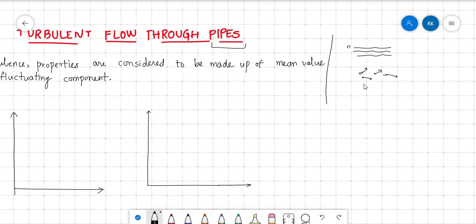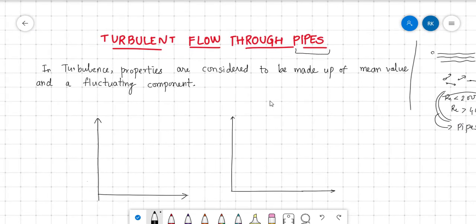So in order to define a laminar flow, Reynolds number is used. If Reynolds number is less than 2000, that is called laminar flow. If Reynolds number is greater than 4000, that is called turbulent flow. So this is for pipes. If the flow is through pipes, these Reynolds numbers are valid for laminar and turbulent flow.